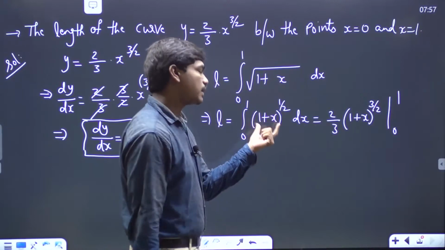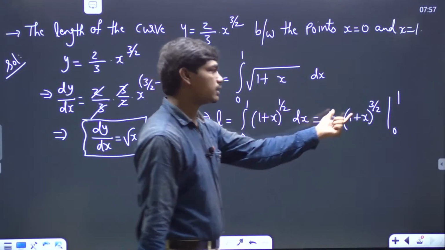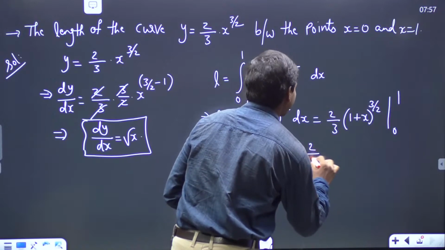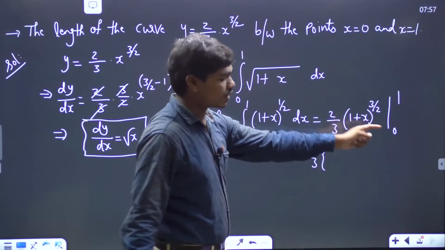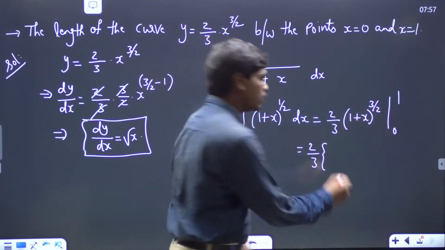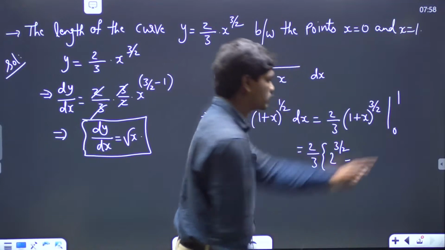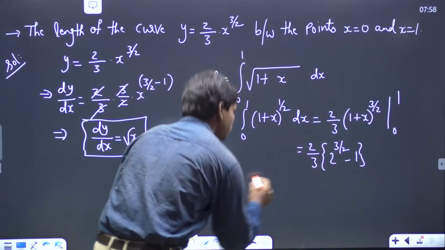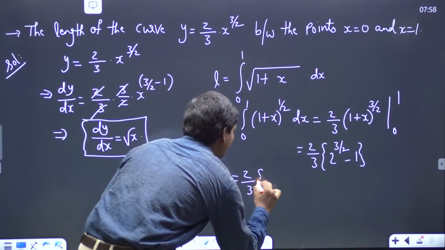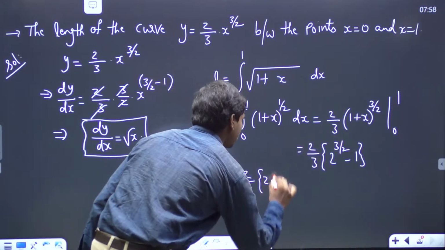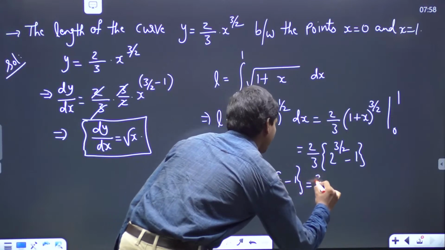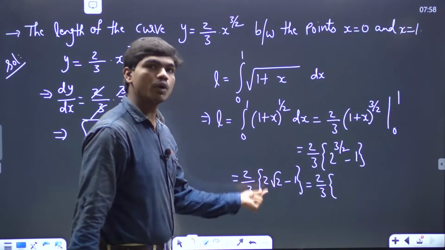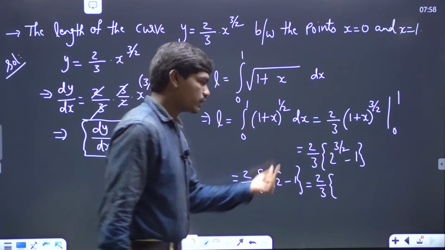Because the integration of a plus bx whole power n is nothing but a plus bx whole power n plus 1 divided by b and all these things. So this is equal to 2 by 3 into, now if you substitute the limits, if you substitute 1, you will have 2 power 3 by 2 minus, if you substitute 0, there is 1 power 3 by 2, and the value of 1 power 3 by 2 is 1 itself, correct? So if you perform this calculation in the examination, 2 by 3 into this 2 power 3 by 2 can be written as 2 into root 2, correct? Minus 1. So 2 by 3 into, root 2 value is 1.414. So 1.414 into 2 is 2.828, and 2.828 minus 1 is 1.828.